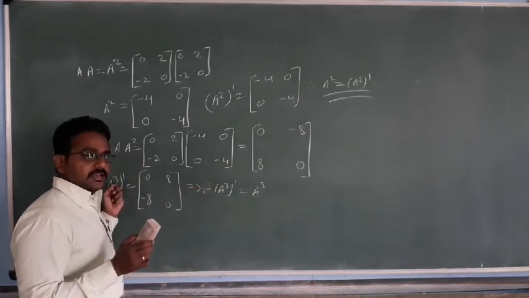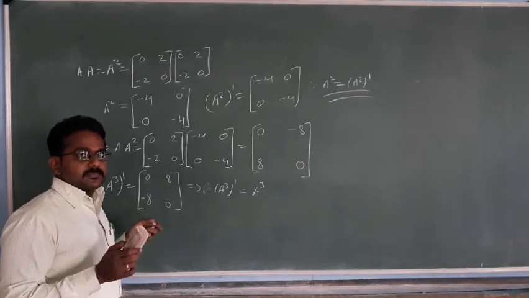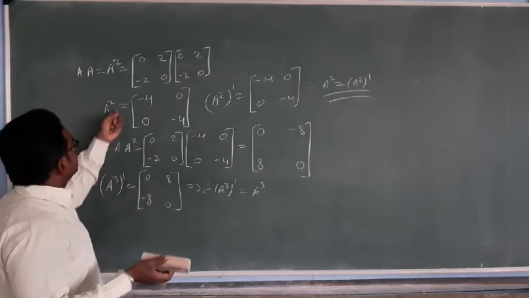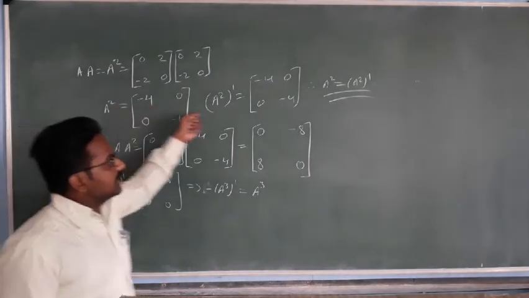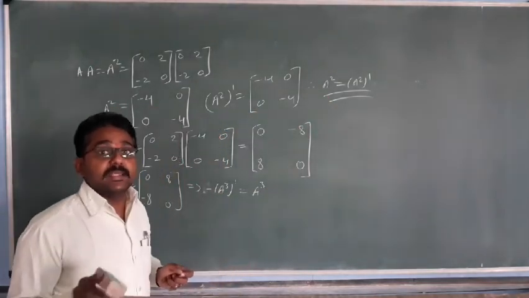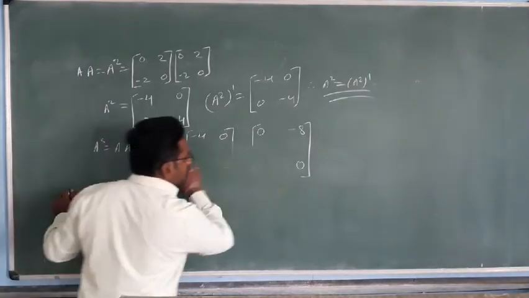Power is odd here, so the matrix obtained by the matrix multiplication is skew symmetric. Power is even, so the matrix obtained, that is A square, is symmetric. It is an important concept, students. Keep it in mind.